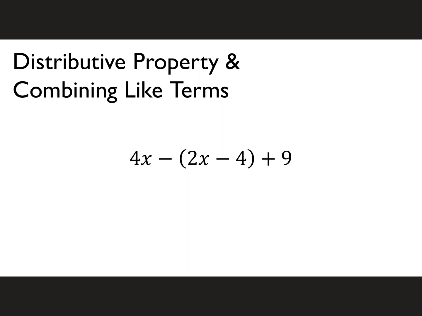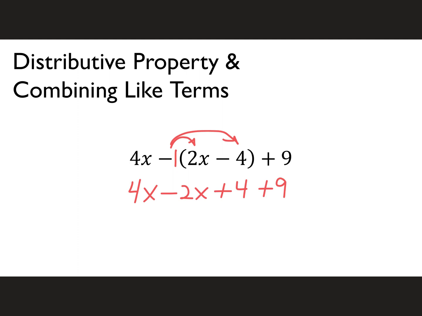And if you have a minus in front of that parentheses, you have to treat it as a negative 1. So I'm going to draw my little arrows. I'm going to write the 4x. That negative does not go with the 4x. He's positive. He's right there. Negative 1 times 2x is negative 2x. Negative 1 times negative 4 is positive 4. And then I'm going to write that positive 9.